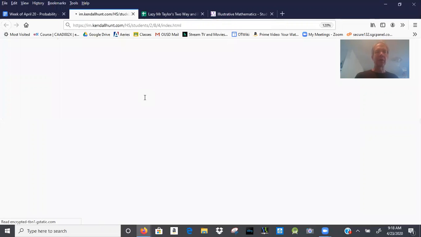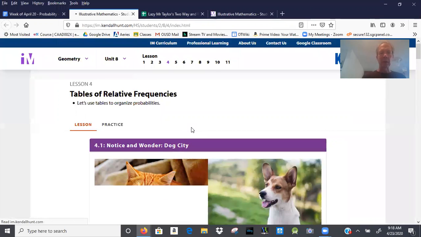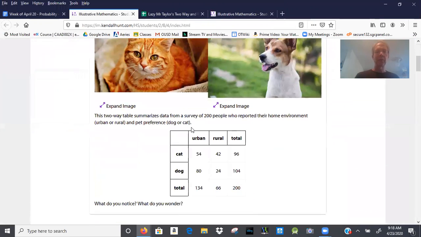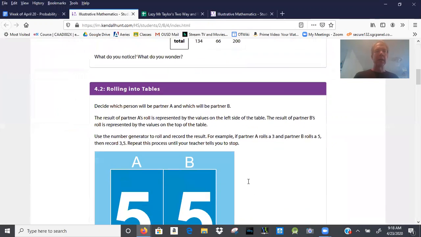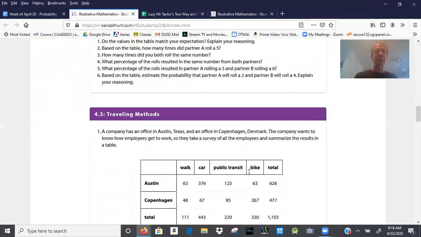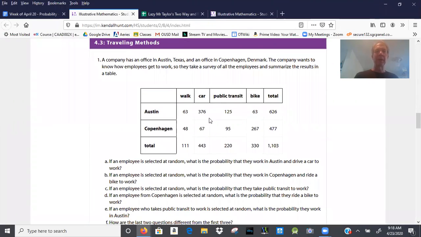So I'm going to jump over here to the reading. This was the warm-up we did, which I'm going to skip over, but that's a two-way table. Notice these are numbers, totals for the rows, totals for the columns, and totals for the whole table. I'm going to skip that. Here's another example. Two-way table. Different types of transit with totals for each row, two different cities.